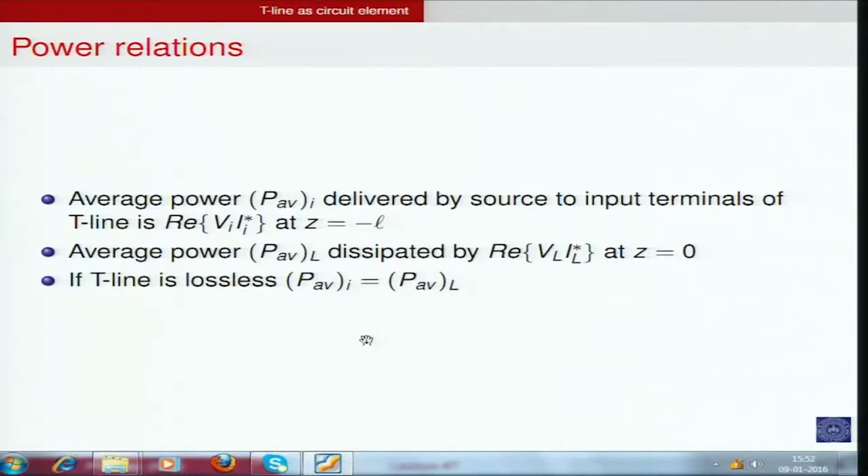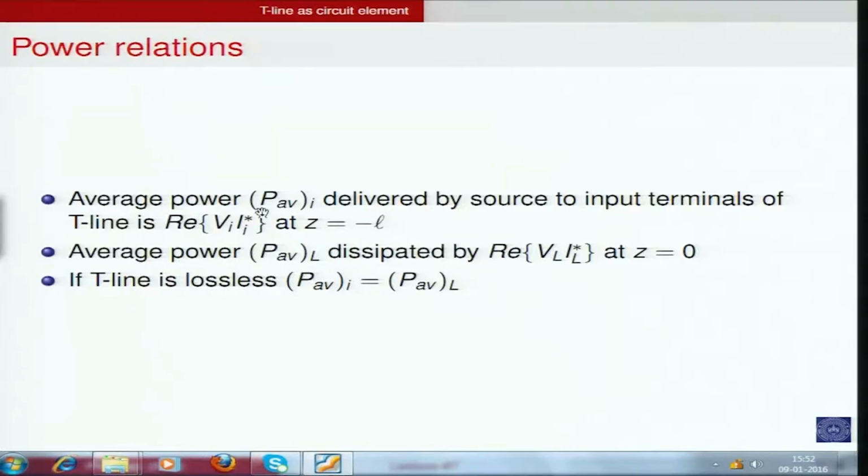Well, at this point all you need to remember is that average power in terms of phasors is given by half the real part of V into I conjugate. So the average power delivered by the source to the input terminals of the transmission line will be, I forgot a half here, but please do keep that half in mind. So this is half the real part of Vi Ii conjugate.